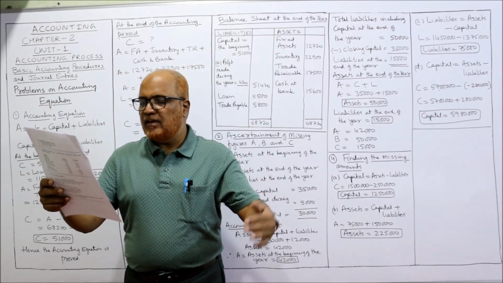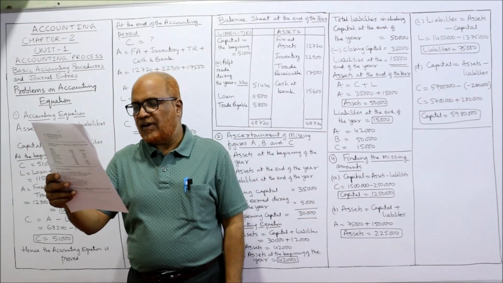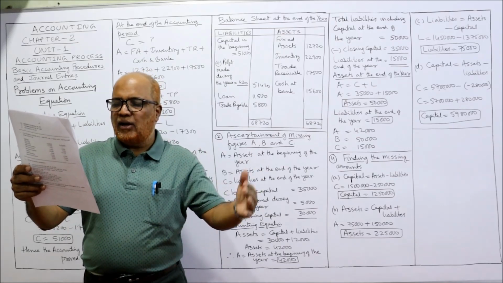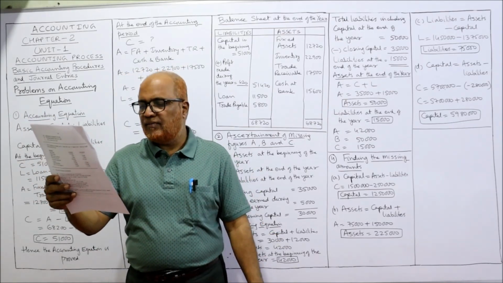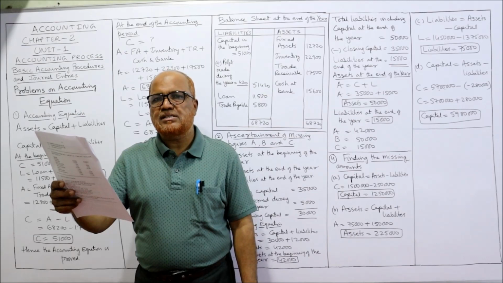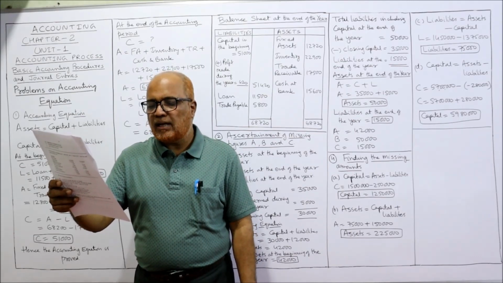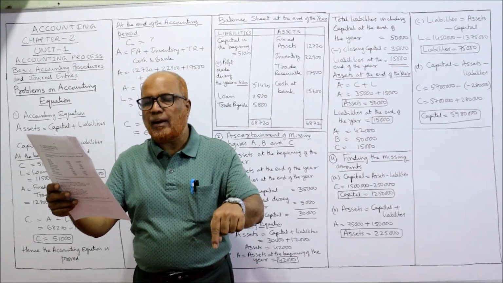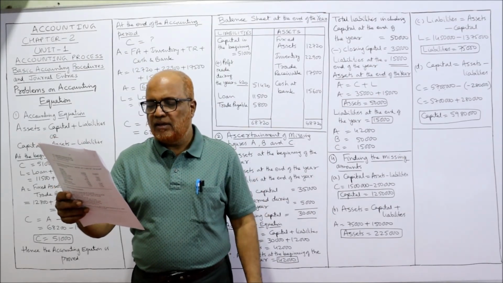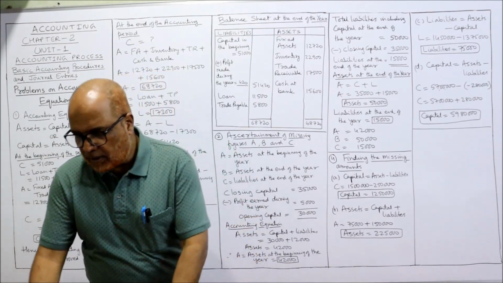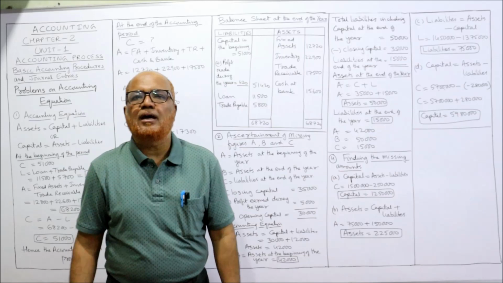Assets at the end of the year not given, B. We have to find out. Liabilities at the end of the year, C, not given. We have to find out. Closing capital is 35,000 and total liabilities including capital at the end of the year is 50,000. The only thing is you have to find out A, B and C.